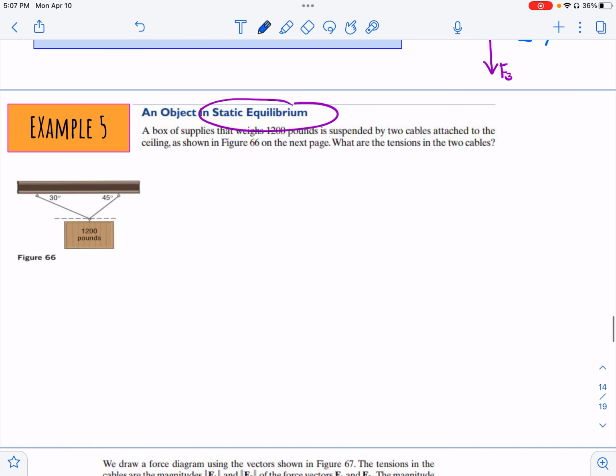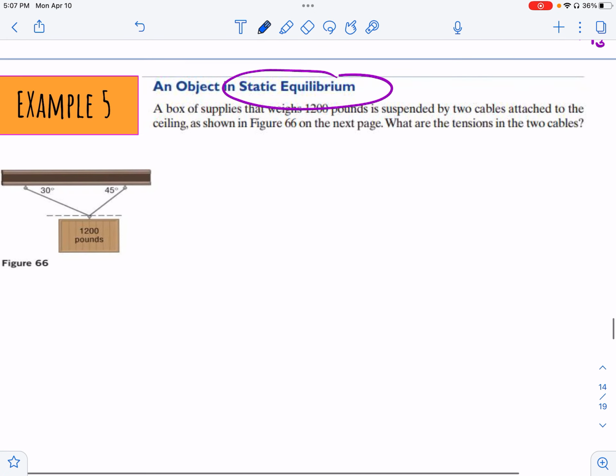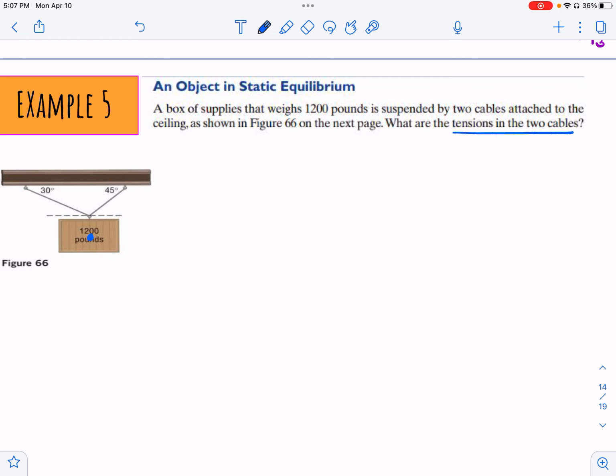And hence, let's try to use this. A box of supplies that weighs 1,200 pounds, so clearly this one, is suspended by 2 cables attached to the ceiling as shown in the figure. What are the tensions in the 2 cords? Which also means what are the forces acting on the 2 cords? Because they're tied up, that force is equivalent to tension.